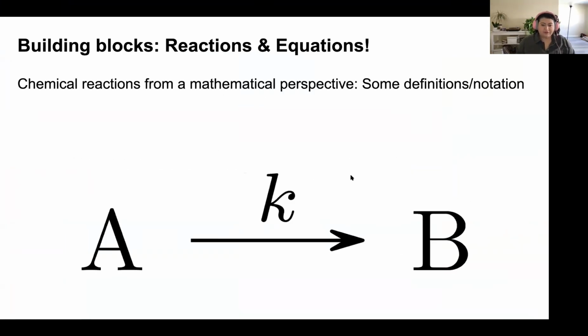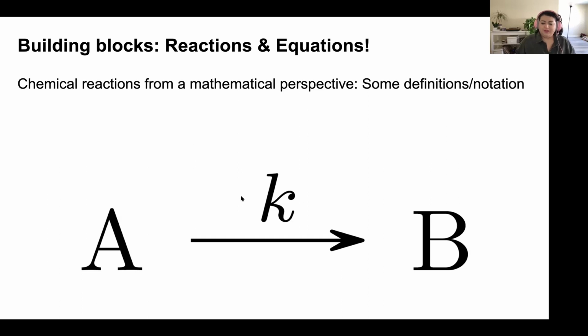All right, so let's move a little forward into chemical reactions, specifically from a mathematical perspective. I just want to go through a couple of definitions or notation. This is what a chemical reaction generally looks like, where we have a term on one side, there's always one arrow, and a term on the other end. And usually there will be a parameter written up here, at least. If it's not written, it is assumed to be 1.